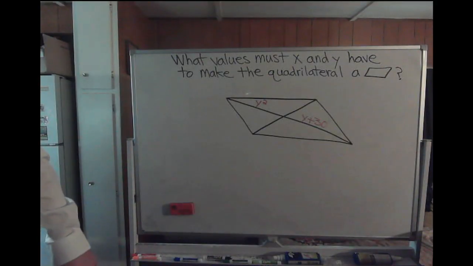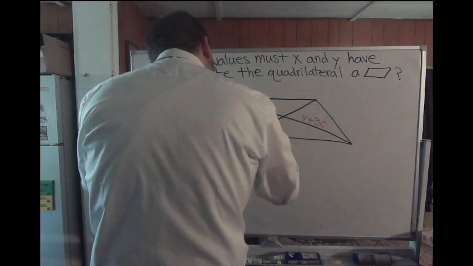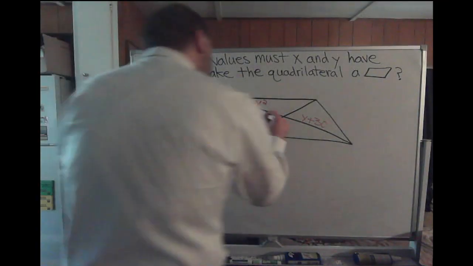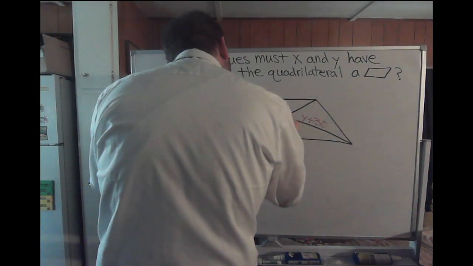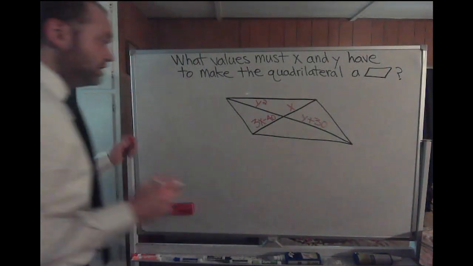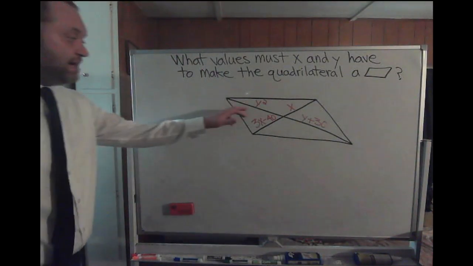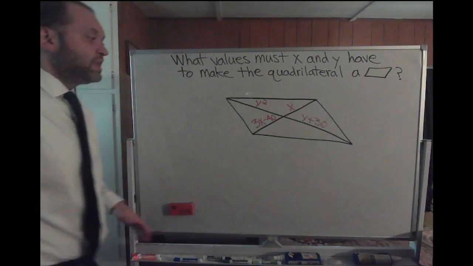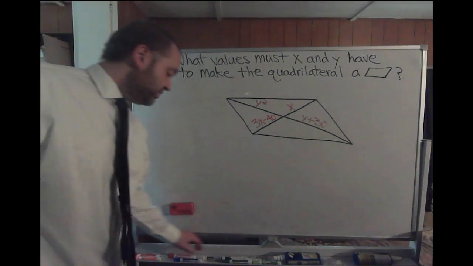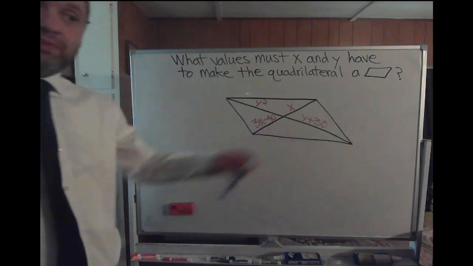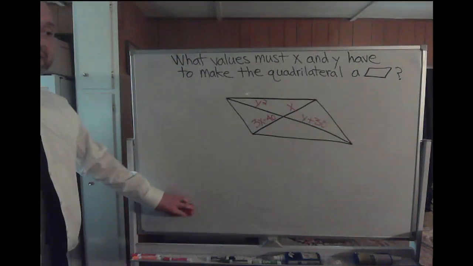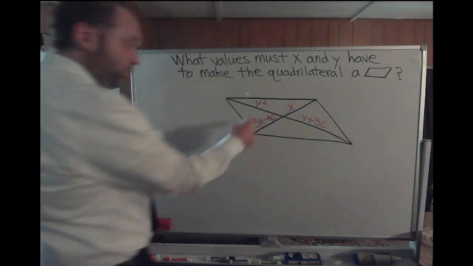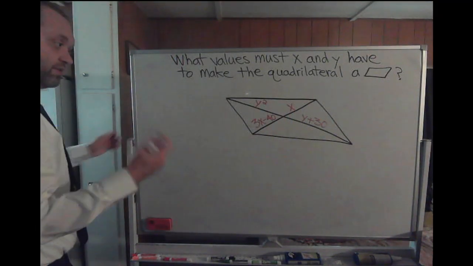Okay. This half here is 3x. Is that right? Yeah, it's right. 3x minus 40. This half here is just x. Okay. So we have the lengths of the diagonals measured out, right? If we're going to operate under the assumption that this quadrilateral is a parallelogram, that simply means that the diagonals bisect each other. So in other words, each half is equal to the other half.